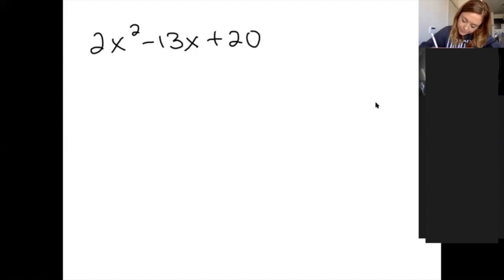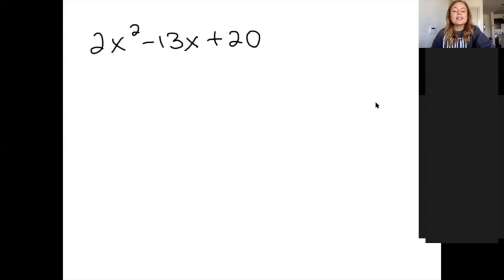Okay, so first things first, when we see that there's not a leading coefficient of 1, we need to check ourselves and see, is there a GCF? Do 2, 13, and 20 have a greatest common factor? Yes or no? No. 13 doesn't go into 2 and 20, or 2 doesn't go into 13 evenly, so I'm done, right? Okay, so 13 is a prime number anyway.